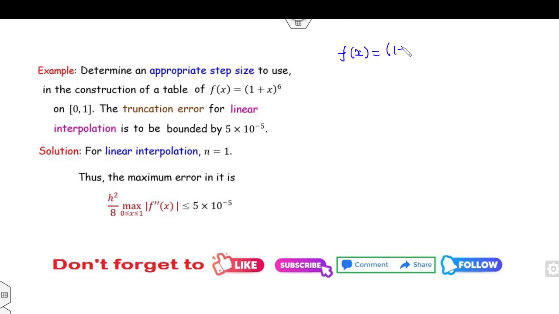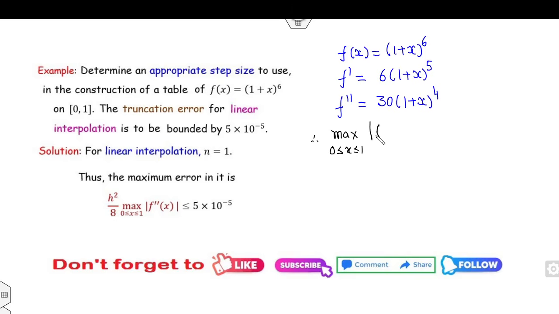What is the first function? Can you find the first derivative? 6 into 1 plus x raised to power 5. What is the second derivative? 30 into 1 plus x raised to power 4. So therefore, can you find the maximum value from 0 to 1 of the absolute value of the f double dash? Now clearly say this part is an increasing function. Fine. And since it is increasing, the maximum value is occurring at the upper bound. So the answer is 30 into 1 plus 1 raised to power 4. That is 30 into 2 raised to power 4, 16.